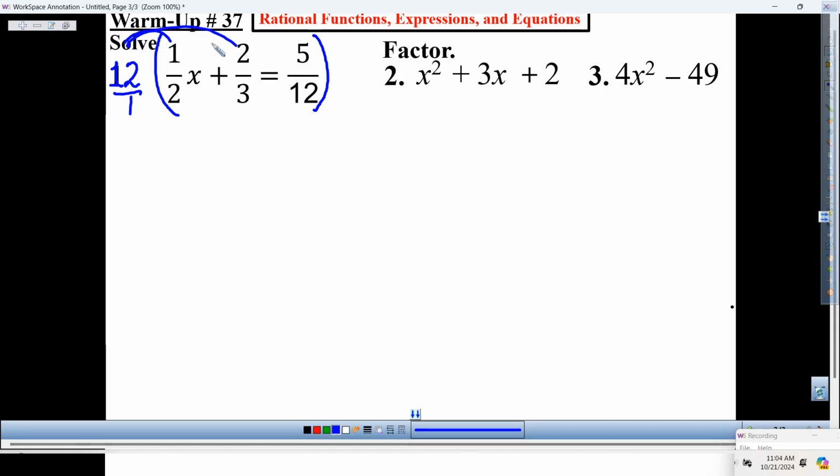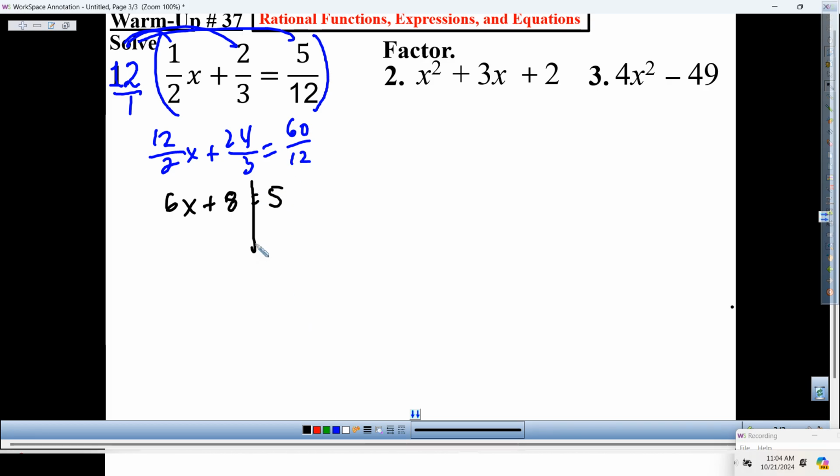So 12 times 1, 12 times 2, 12 times 5, and 1 times all these. So this is 12 over 2x, 24 over 3, and 60 over 12. You remember that, yeah? Yes, Mr. Q. 12 divided by 2 is 6x. 24 divided by 3 is 8. 60 divided by 12 is 5. And then we solve. Line down the equal sign. We need to leave x by itself. Minus 8 minus 8. 6x equals -3. And lastly, divide by 6. X equals -3/6, or 1/3.